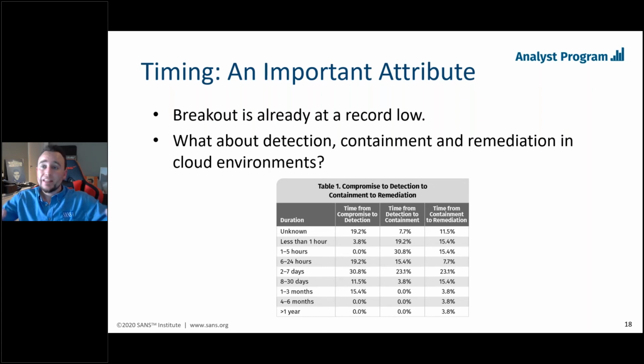We're now free. They don't have any more hold on us. So in cloud environments, the breakout time is already at a record low in normal environments, but what about the cloud environments, where we see that less than an hour time from compromise to detection is only at 3.8%, whereas most incidents in the cloud that we talk about in this survey take about 2 to 7 days to detect, and we have a whopping 15% at 1 to 3 months.